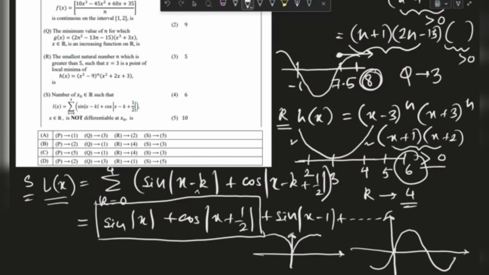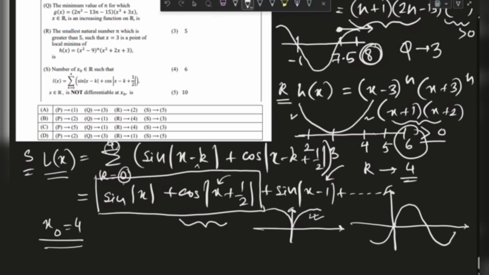So it is not differentiable. This is very simple stuff, you guys know. And cos of mod x plus half will also have a graph similar to this because whatever is inside, positive or negative, doesn't matter, and the mod is already there. So this particular thing as a whole is not at all differentiable. If you keep putting mod x minus 1 and x minus 2, you will eventually find that for all the x naughts varying from k equals 0 to 4, it's not differentiable. So basically the number of x naught we have been asked here, x naught will be 4.